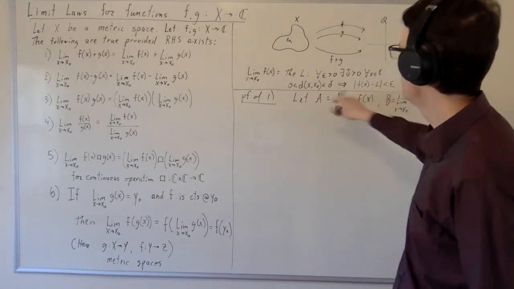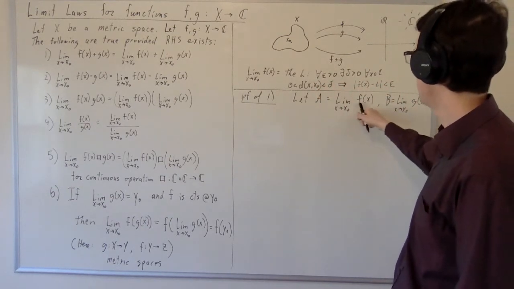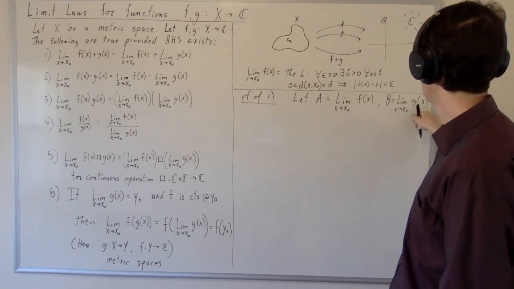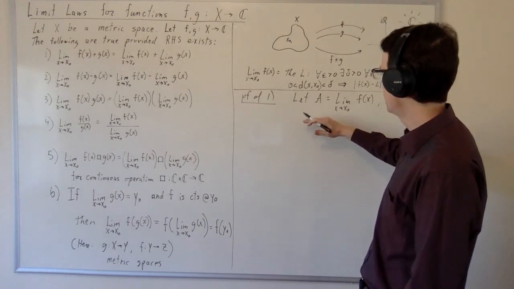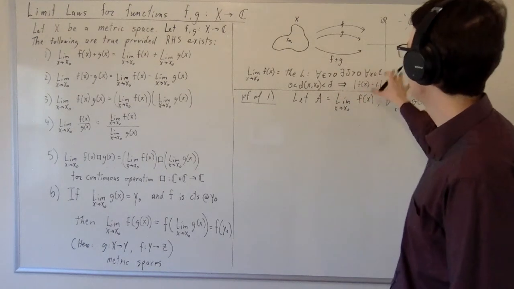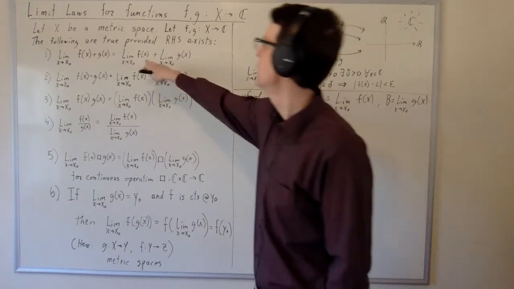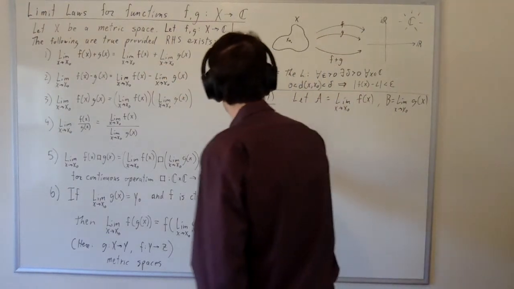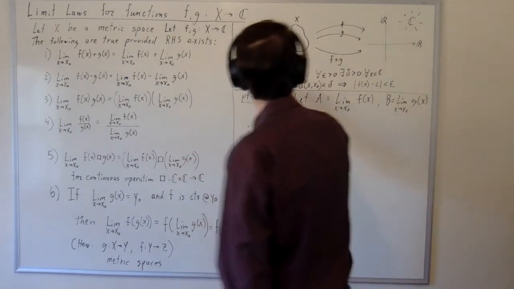So then what do we know? We know that for any epsilon, there exists a delta such that we can make this happen with respect to f of x and a, and with respect to g of x and b. Now I'm going to leave a little space here, and then we're going to dive into the demonstration that f plus g has the limit, and the limit is a plus b.